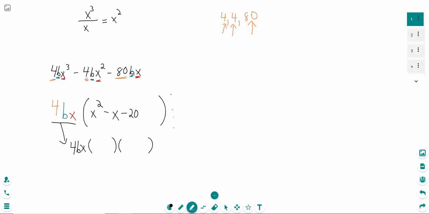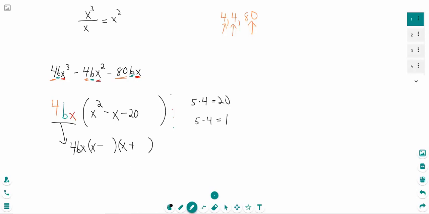Okay. And then in our set of parentheses, we start breaking this up. So we have an x as our first term. This negative sign tells us the signs are going to be different, right? And now we have to think of what two factors of 20 would combine to give us a 1, because there's the 1 right here, right? Well, I think right away of 5 times 4, right? Because 5 times 4 is 20. And if I have 5 minus 4, that's going to give me 1. Okay. So that's how I can get this 1.